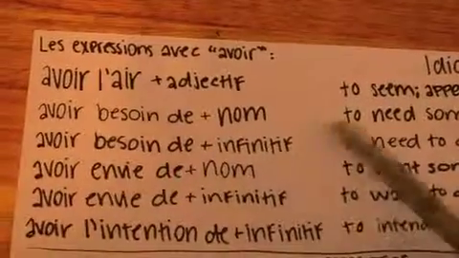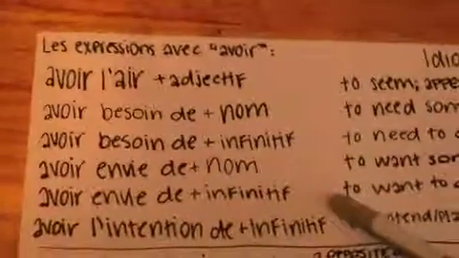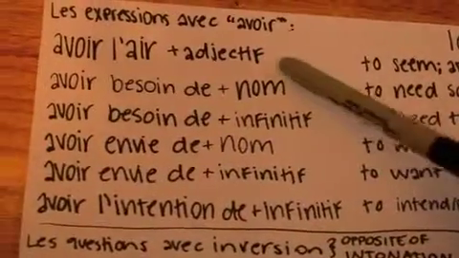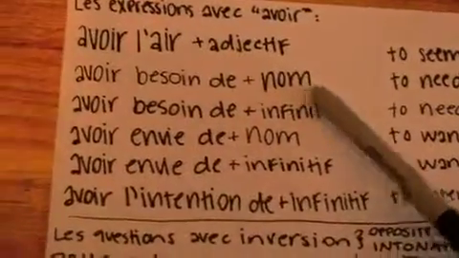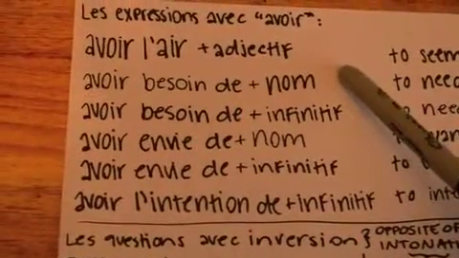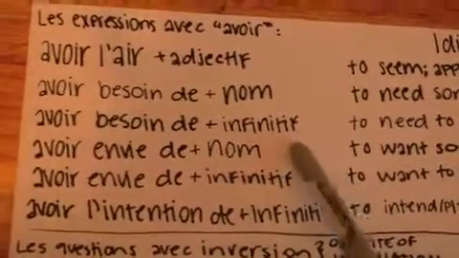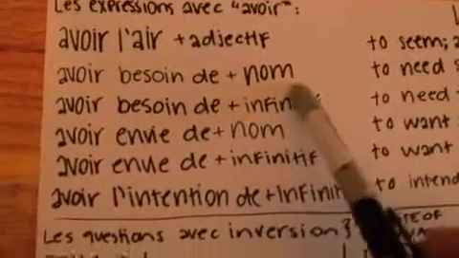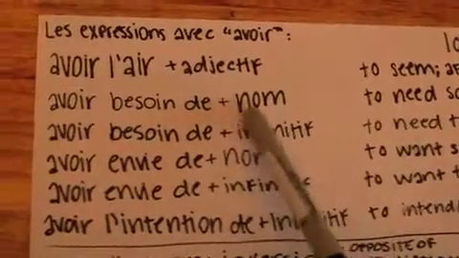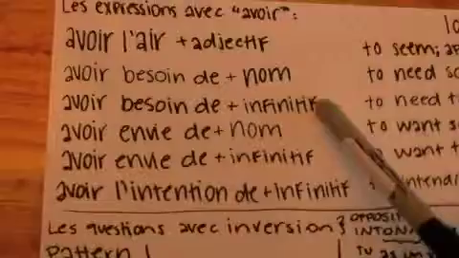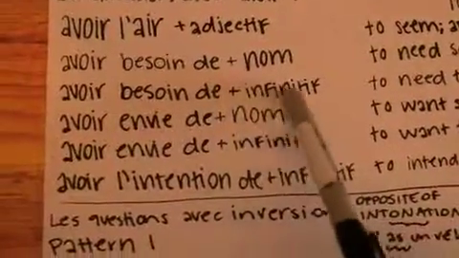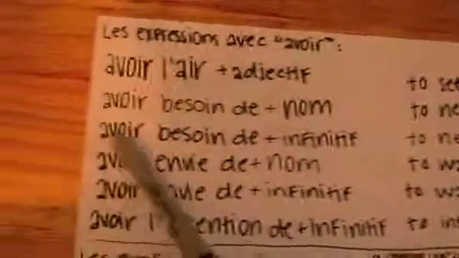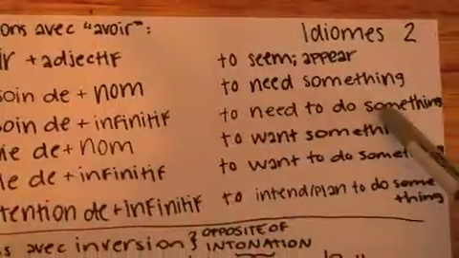Tu as l'air fatigué? You have an air of tiredness. Avoir besoin de. Now, don't think I'm crazy, but you actually can use this verb as well as envie with a noun or an infinitive. So, bear with me. If I wanted to say, I have a need of money, I would say, j'ai besoin de l'argent. If I said I need to study, I would say, j'ai besoin d'étudier. So, j'ai besoin de plus a noun is to need something.